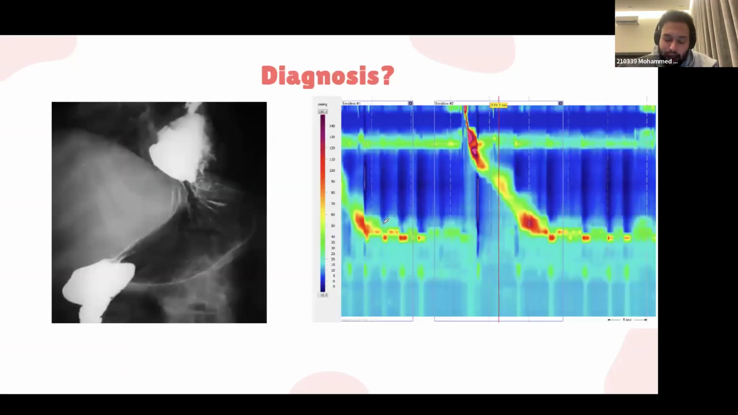Now, what does this patient have? Patient with GERD, you do manometry and barium, has these findings. What does he have?